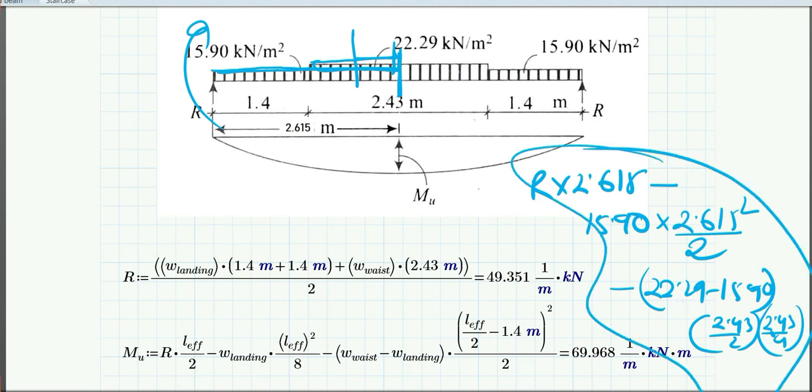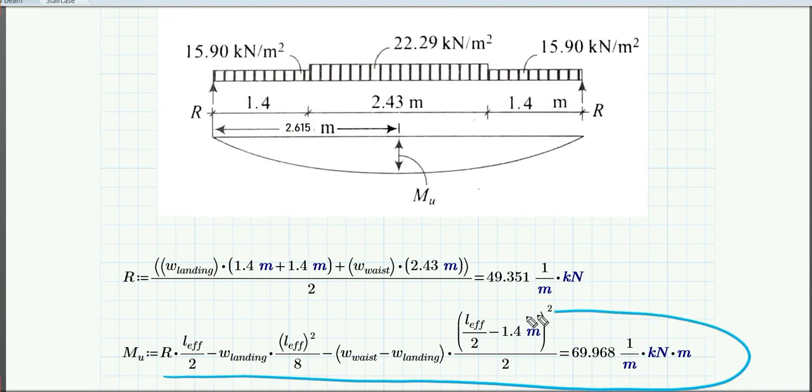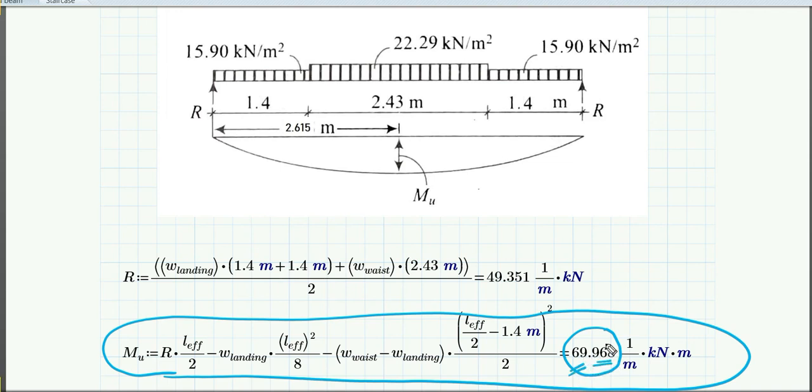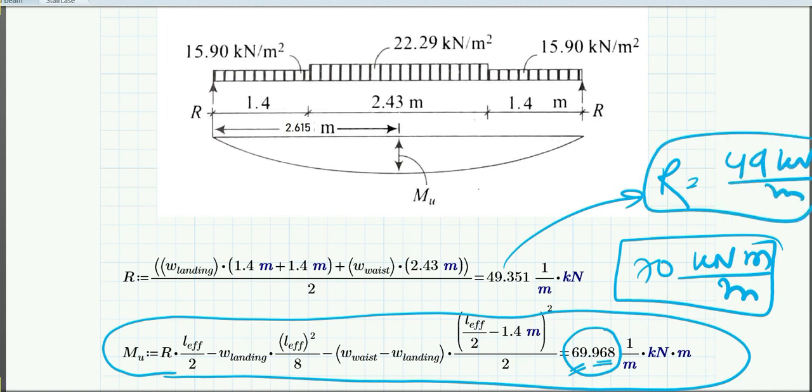I think you already know this. There is no need to explain how to find out a moment. I think you can understand this particular equation. So after doing the moment, we get a value of 69.968, so almost 70 kilonewton meter per meter. This is the moment. And what is the R value? What is the shear force value? This is 49 kilonewton per meter. Understood?